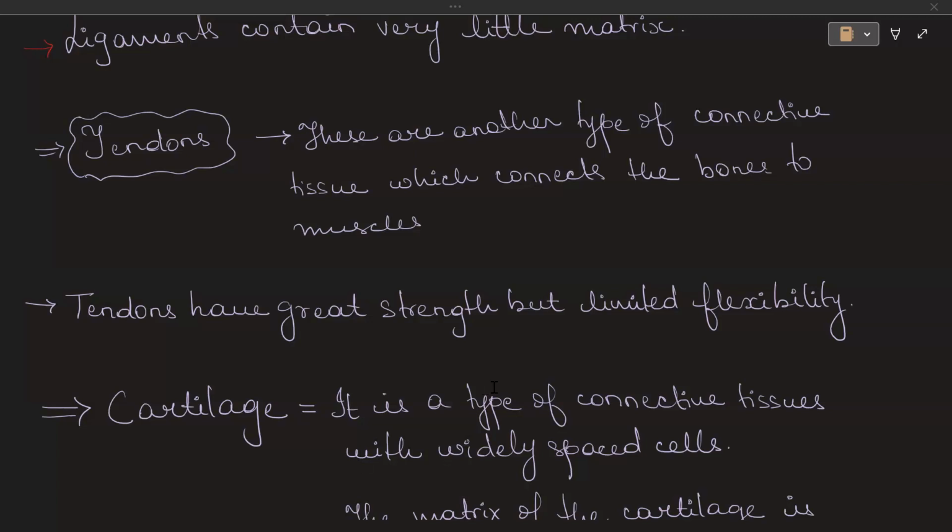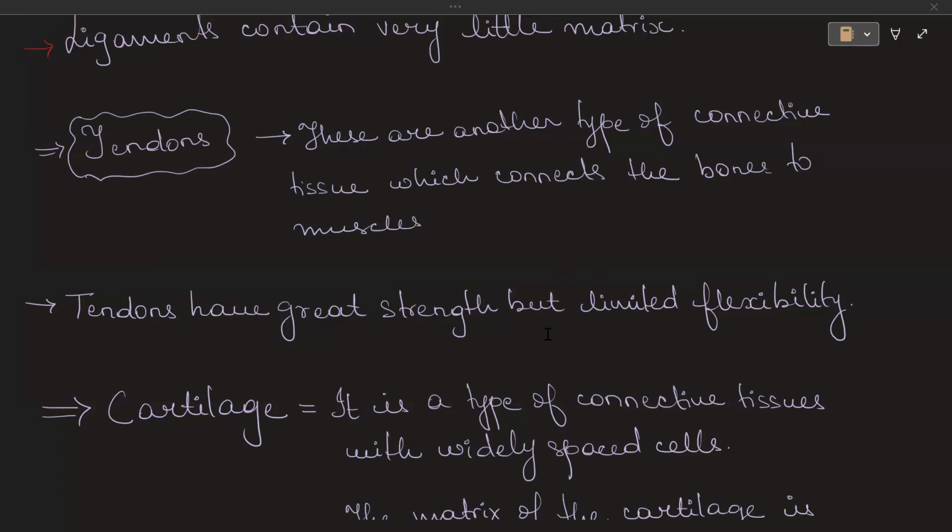Bones are connected to bones with the help of ligaments, which is a connective tissue. Bone to bone with ligaments, bone to muscle with tendon. Sometimes we get confused a lot. So always remember: bone to bone with the help of ligament, bone to muscle with the help of tendons.